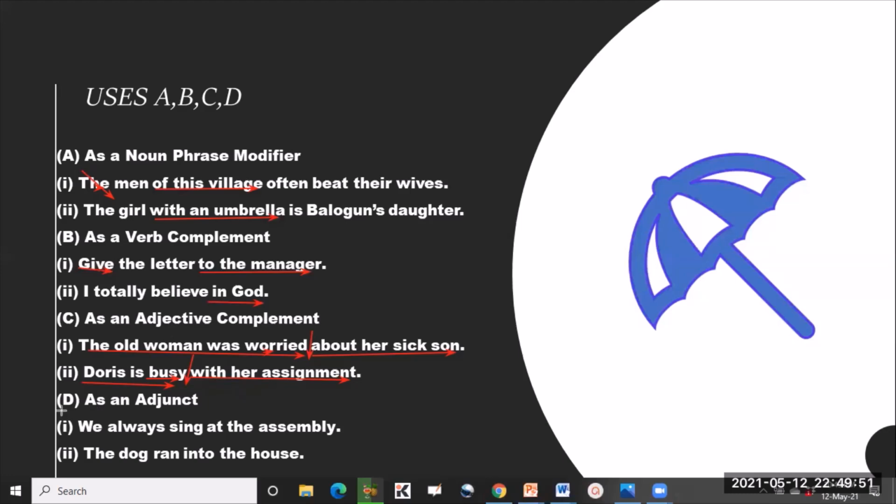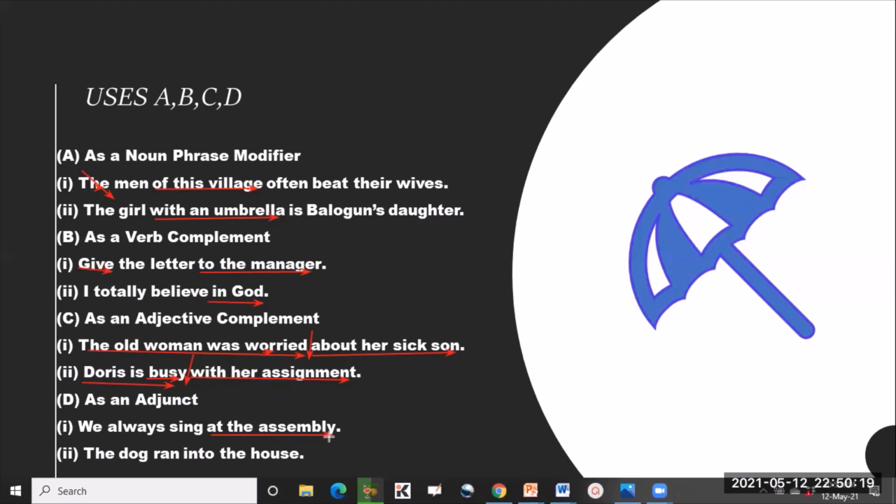Now, the next use of the prepositional phrase is as an adjunct. An adjunct is an adverbial. All right. Example 1 is, we always sing at the assembly. The prepositional phrase here is at the assembly. And by the way, it is an adjunct of place. Now, what an adjunct means is that it is an adverbial.